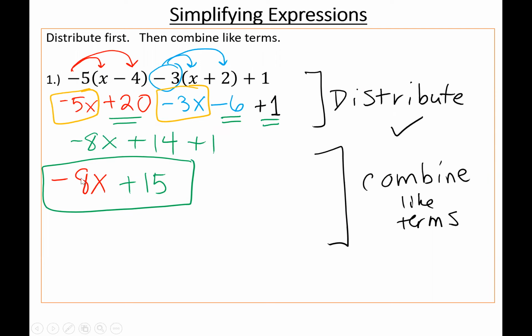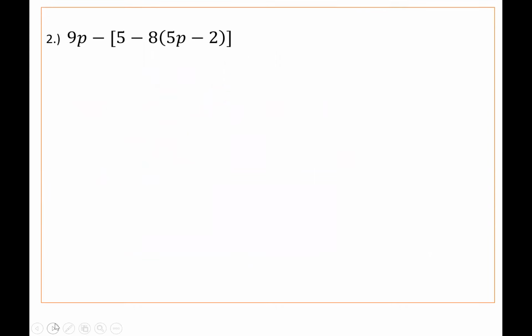All right, so our final answer is -8x plus 15. So that is what we mean by simplifying expressions. This entire problem was called an algebraic expression. It's simplified when there's no more parentheses and all the like terms have been combined. That was number 1. Let's take a look at number 2.